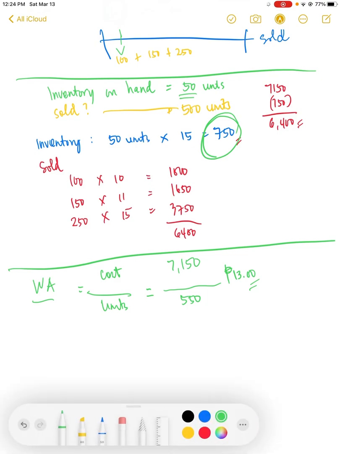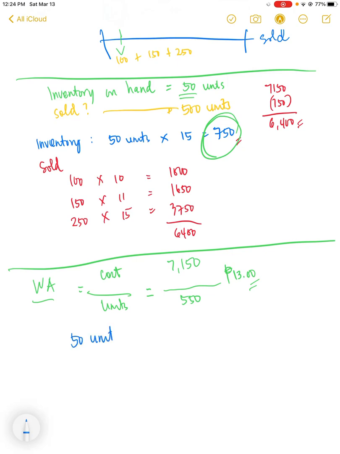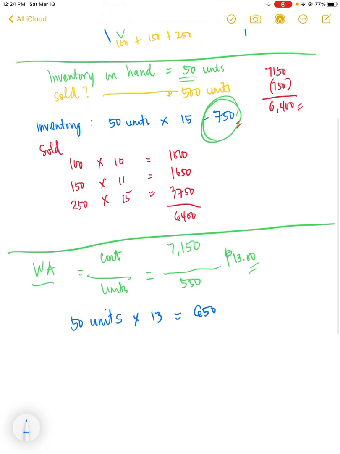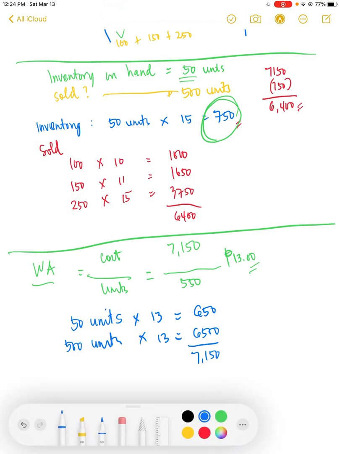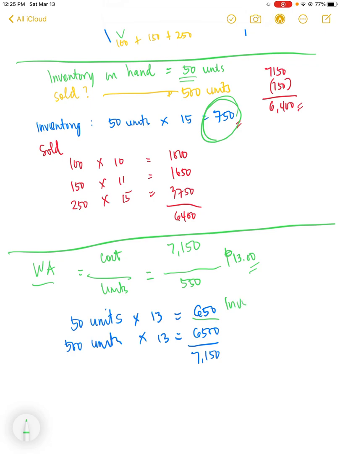Okay? So, yung magiging inventory po natin dyan is, of course, yung natira pa rin na 50 units as per our sample, but instead of multiplying it by 15, you will be multiplying it by 13, which is the computed average cost. Okay? So, that's 50 times 13. So, you have your 650. Let's check. How about the sold? Yung sold natin, 500 units, diba? So, 500 units times 13 also. So, 500 times 13, so you have your 6,500. Okay? 6,500 plus 650, a total of 7,150. So, it's the same. Okay? So, our 650 is the amount of our inventory on hand, which is the ending inventory, and then the 6,500 will be the cost of goods sold.